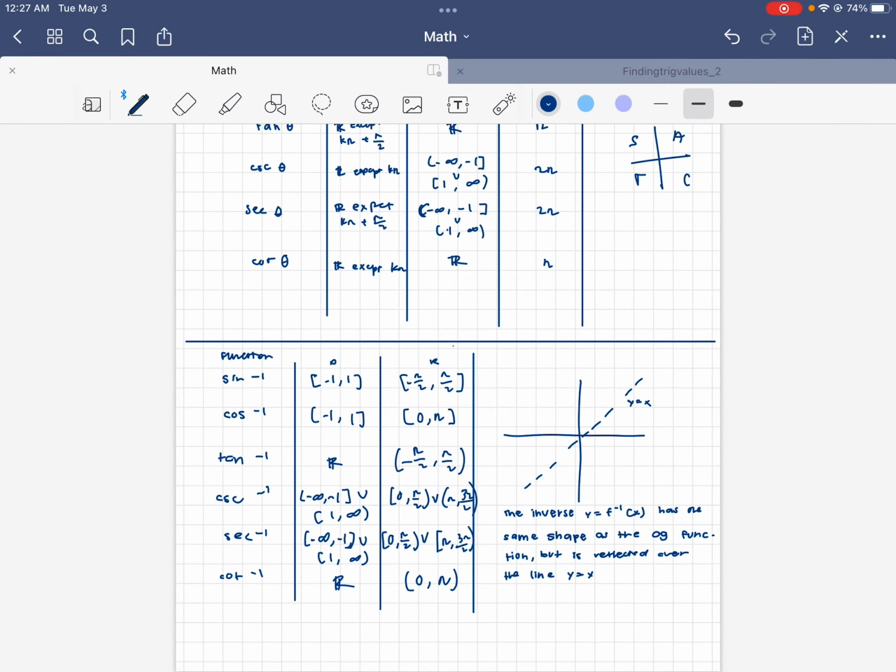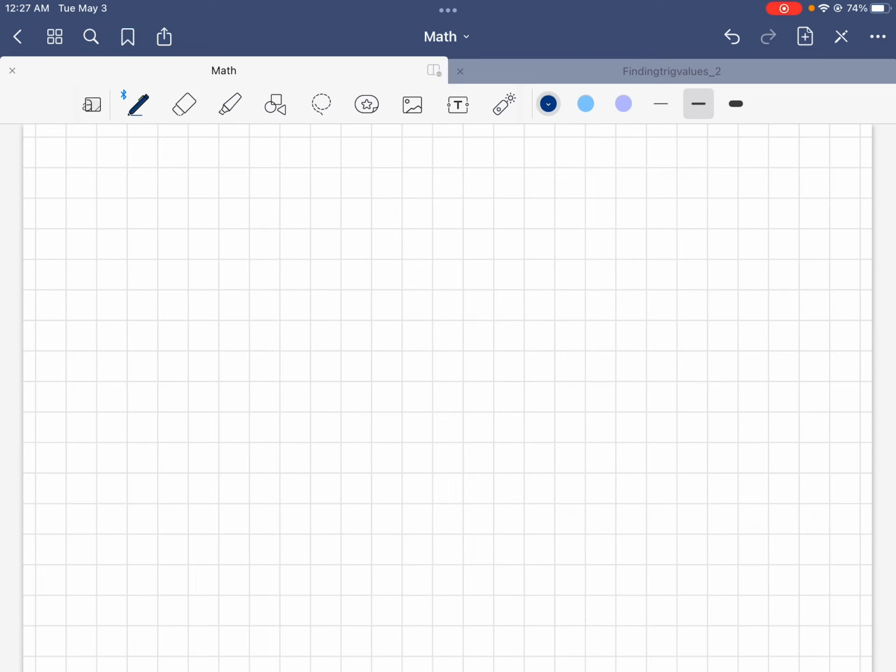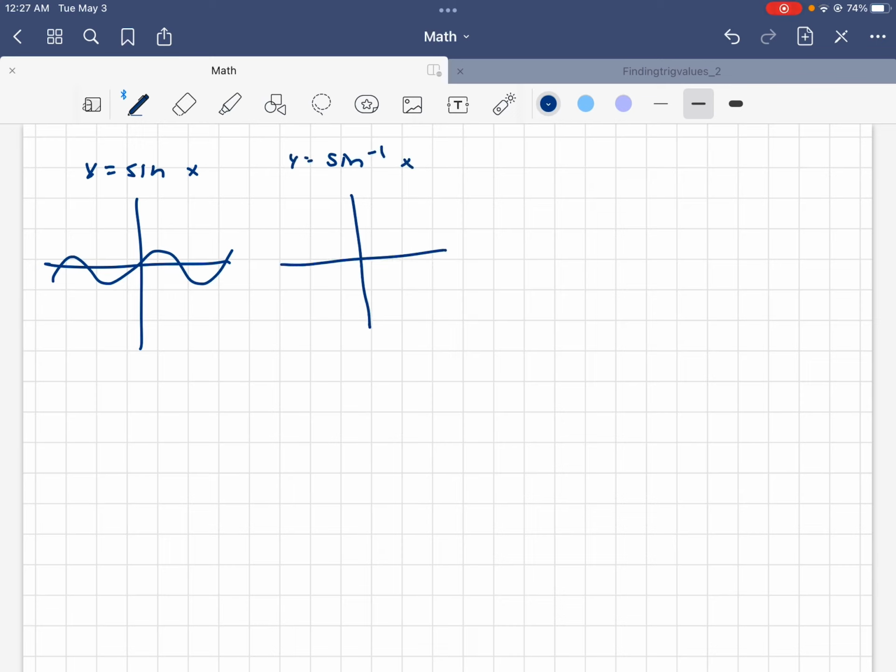So let's do a little bit more review. The graph of y equals sine x will look something like this. Arcsine, or y equals sine inverse x, looks something like that, but it ends. That's the rest of it.